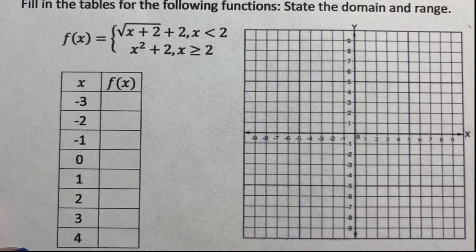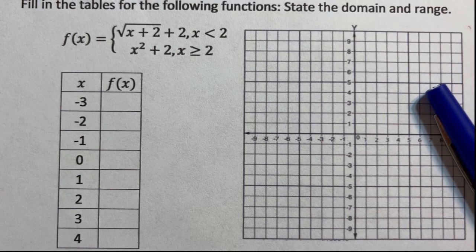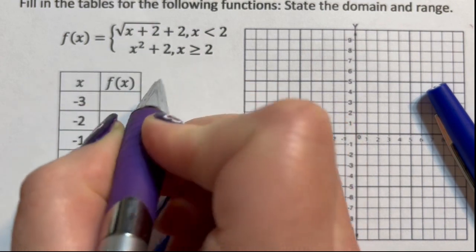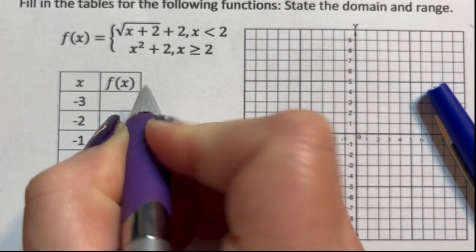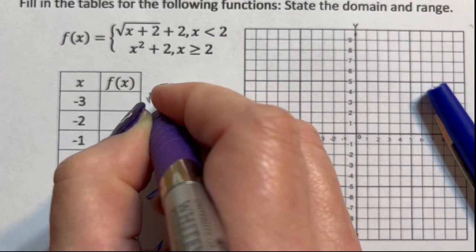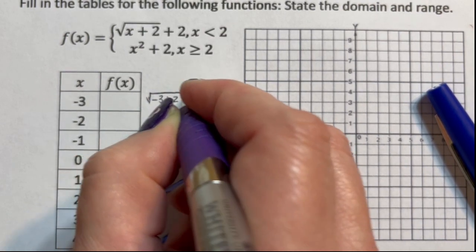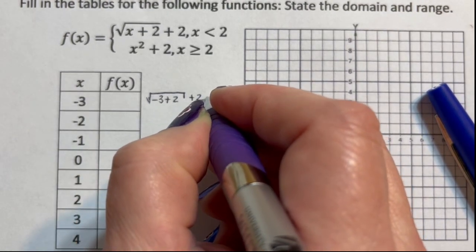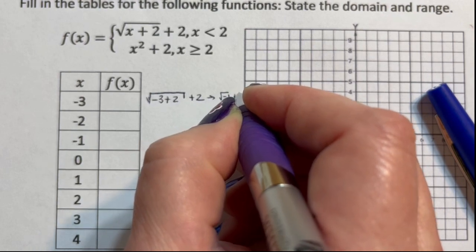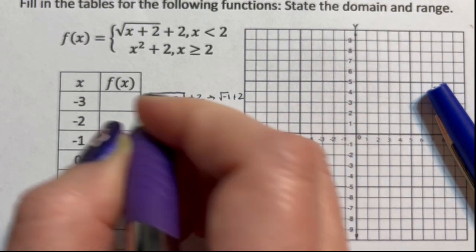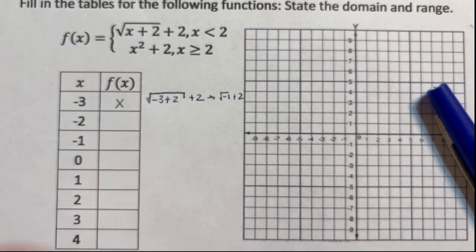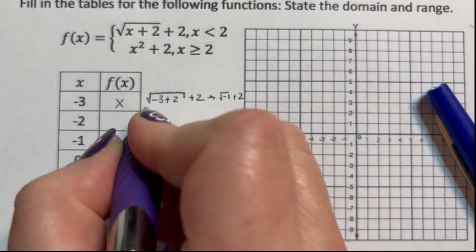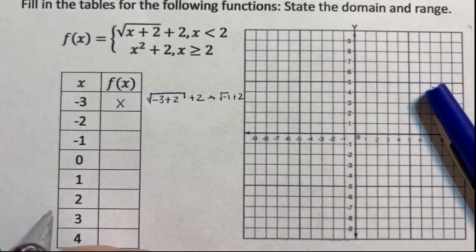I think I need to do a smaller pen for this because I'm going to do a lot of work. If I do -3, I have the square root of -3 plus 2, plus 2. So this is going to be the square root of -1, but we can't have the square root of -1. So this is not possible. We just don't have anything in there at all. End game. This is our cutoff right here.